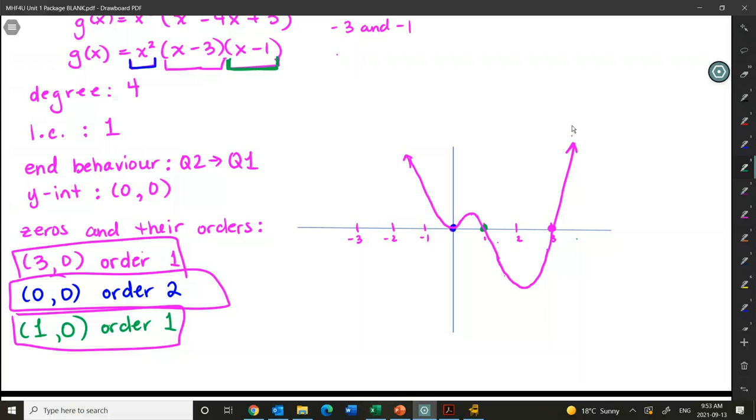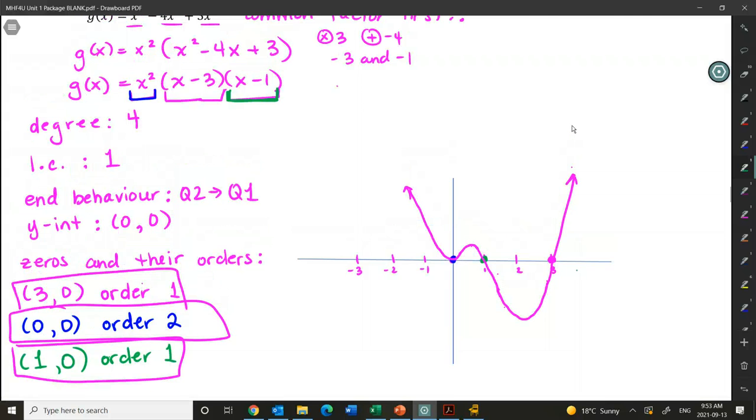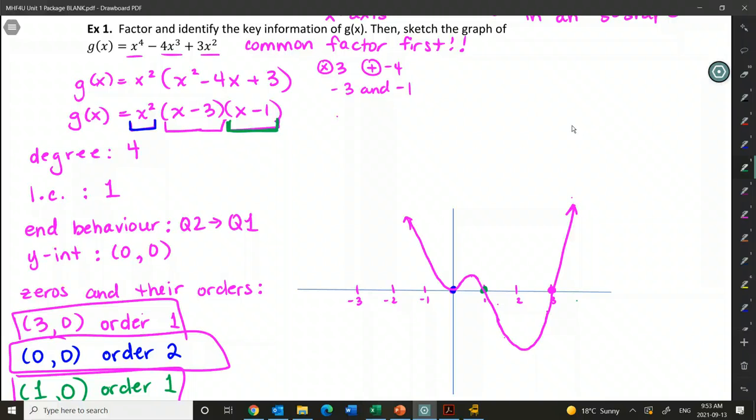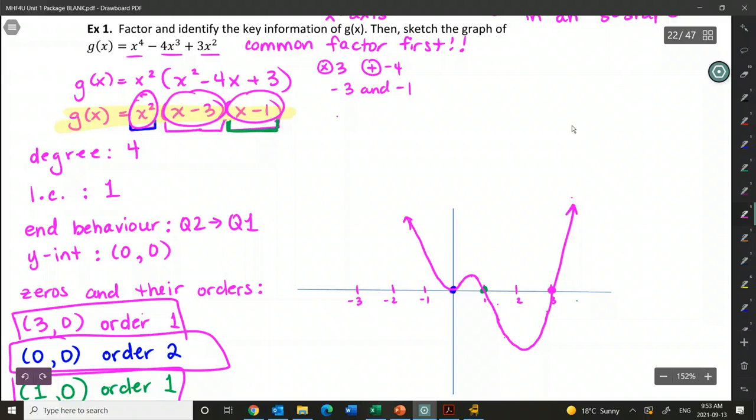Zach? Where do you see the zeros in that equation? So once I get it into factored form, this form here, I can see the zeros in like the brackets. So this one gives me the 0 at 3, 0. This one gives me the 0 at 1, 0. And this gives me the 0 at 0, 0, because it doesn't have any value inside it with a bracket.